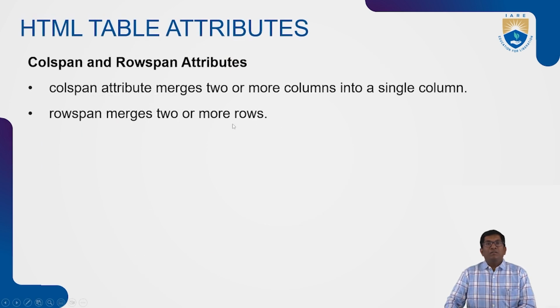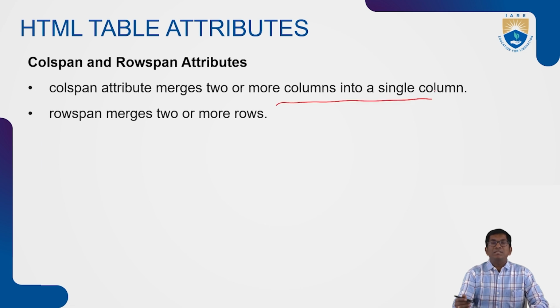Next, very important, we have different attributes in table elements. One is colspan and the other is rowspan. If you want to merge columns or rows, then you have to use colspan or rowspan. What is the use of colspan? The colspan attribute merges 2 or more columns into a single column. Rowspan merges 2 or more rows.